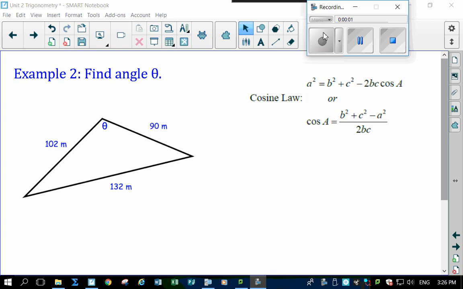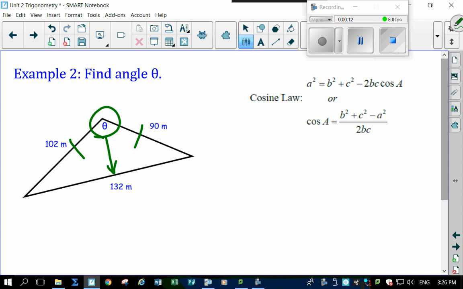Do you remember the definition of cosine law? The cosine law is the angle between the two sides. Guess what? That's exactly what it is. So look, that angle has to go with that one. There's your cosine law.